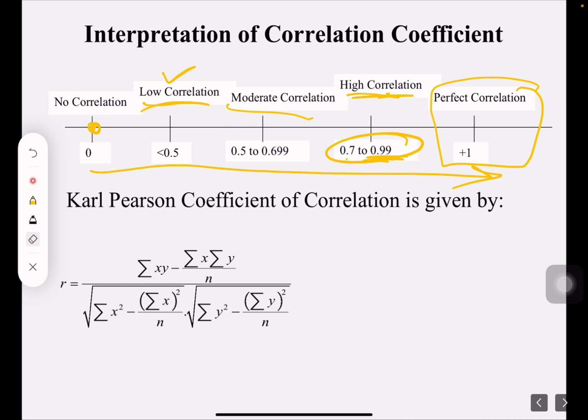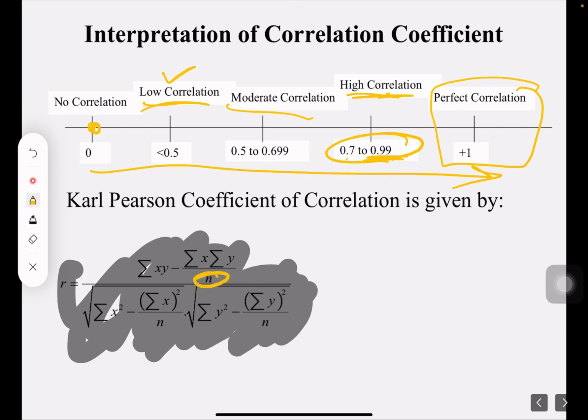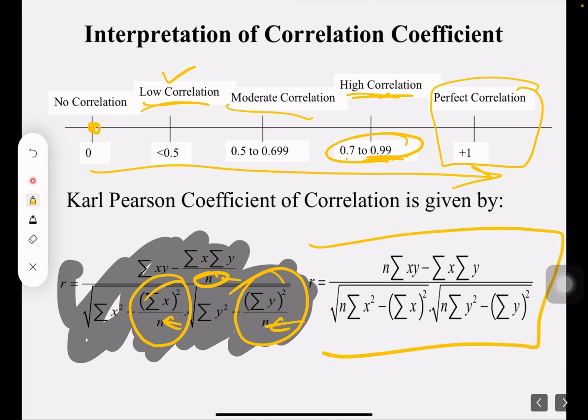So this is one formula, but you need not stick with this, because you can do some simplification here. Here you can see there are fractions involved, right? So if you want to remove this fraction or the denominator here, you can follow this formula.